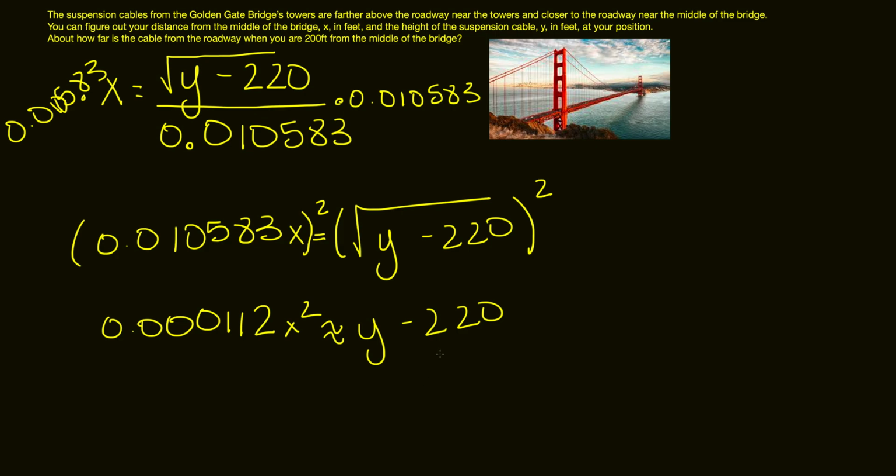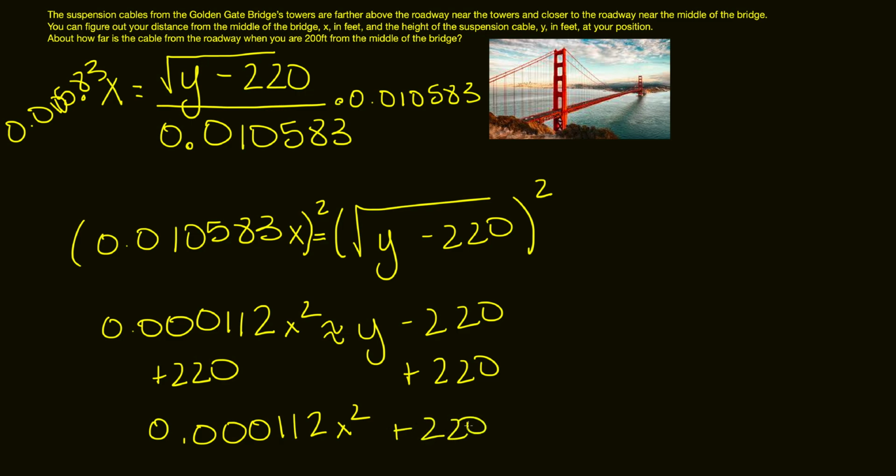Okay, now again, I'm going to get y isolated. I'm going to get it alone, so I'm going to add 220 to both sides. Plus 220. And we end up getting 0.000112x squared plus 220 is approximately y.